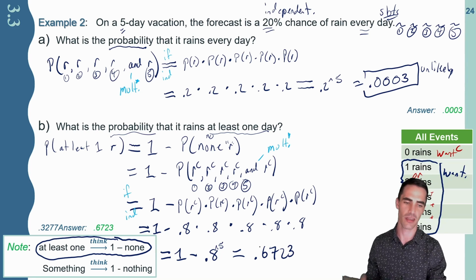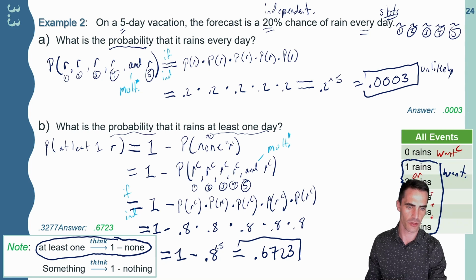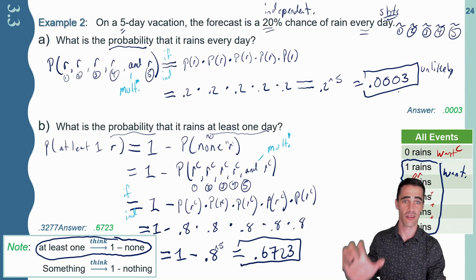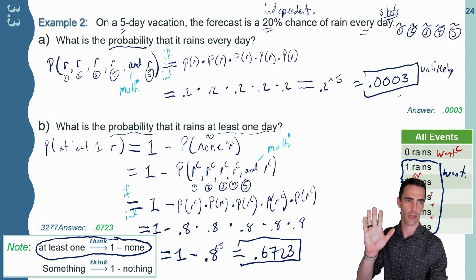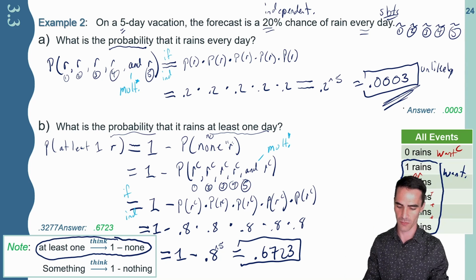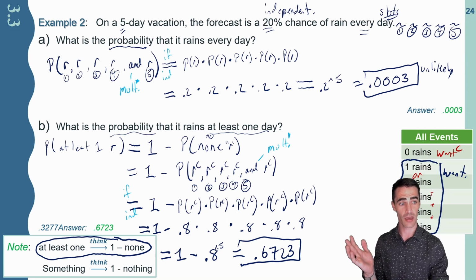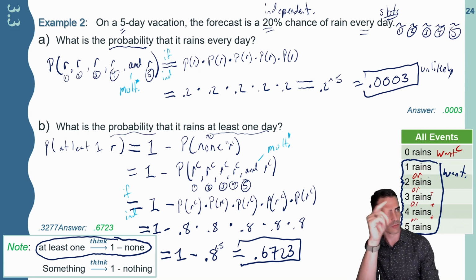0.6723. Like I said, I cheated, did it beforehand, and that's what we should get here. So again, the probability it's going to rain every day, don't count on it. It's not likely. Not even a full percentage. It's 0.003.